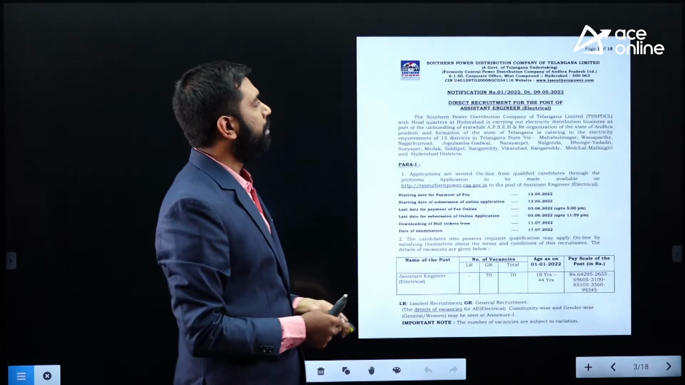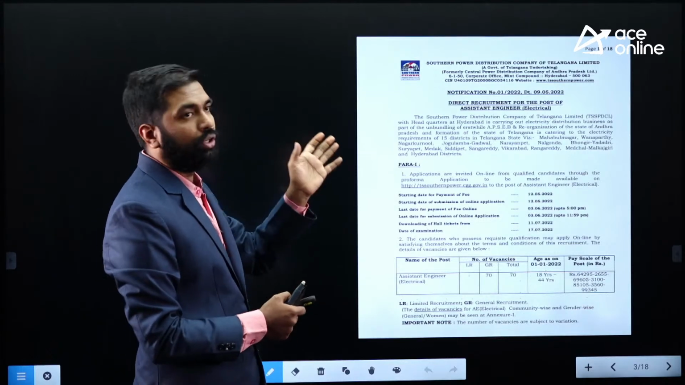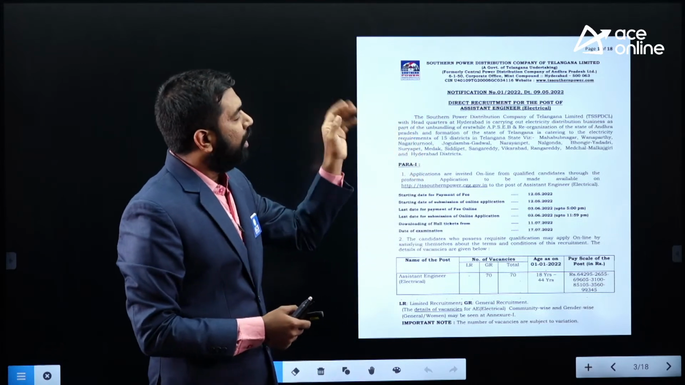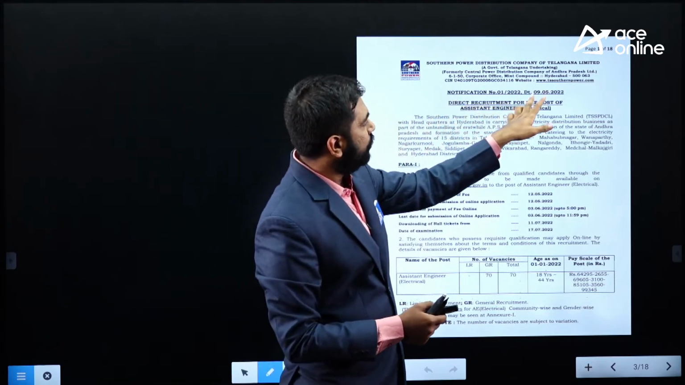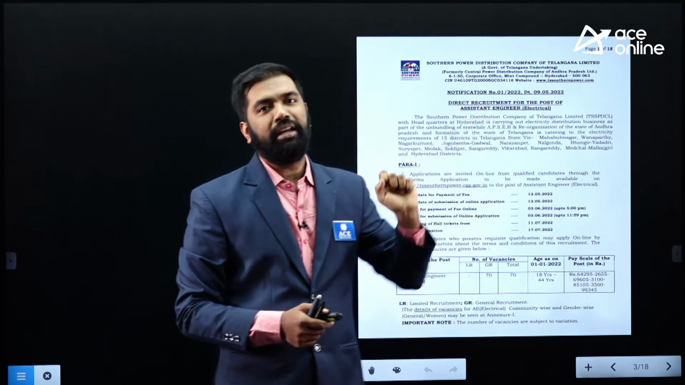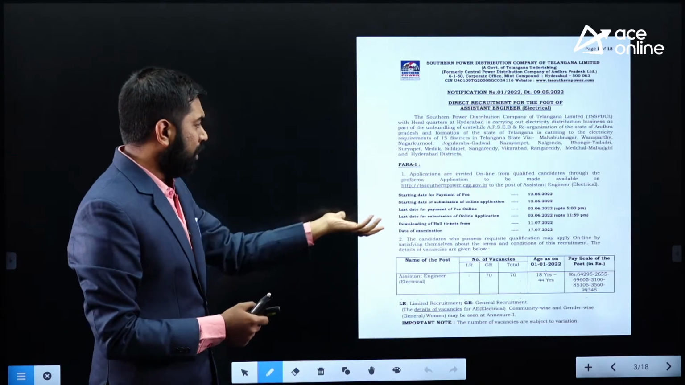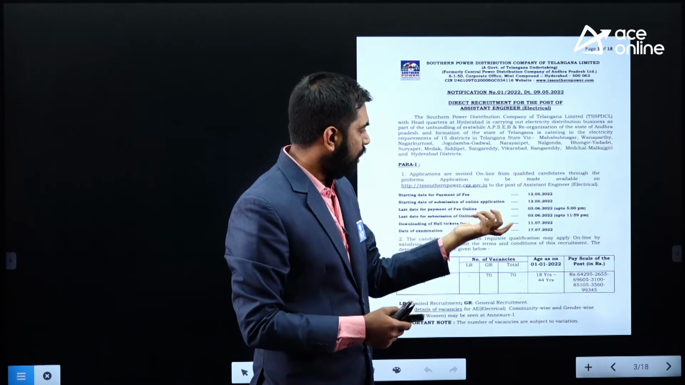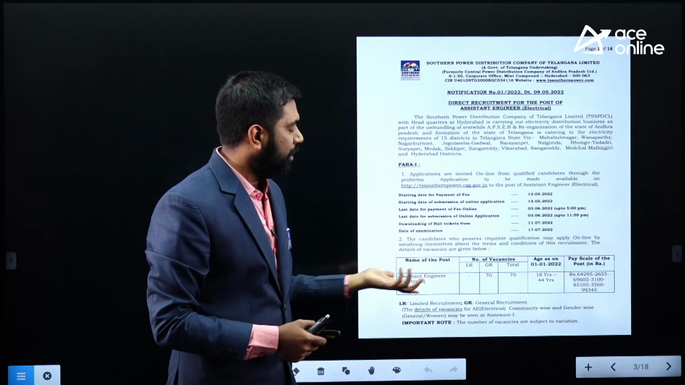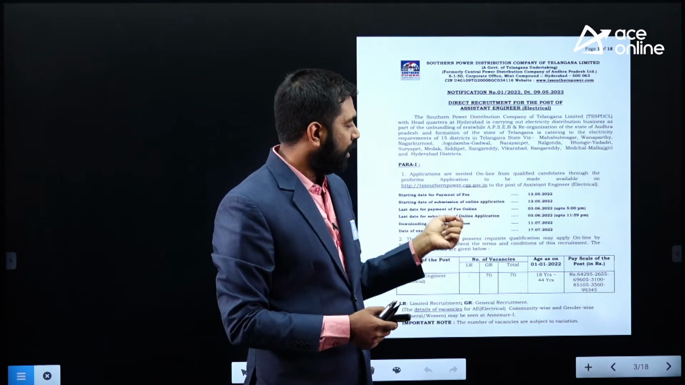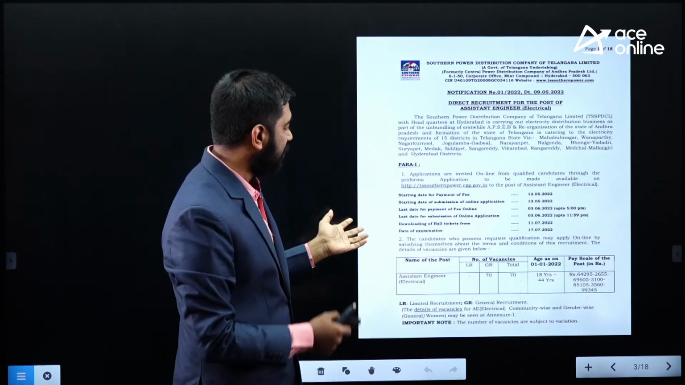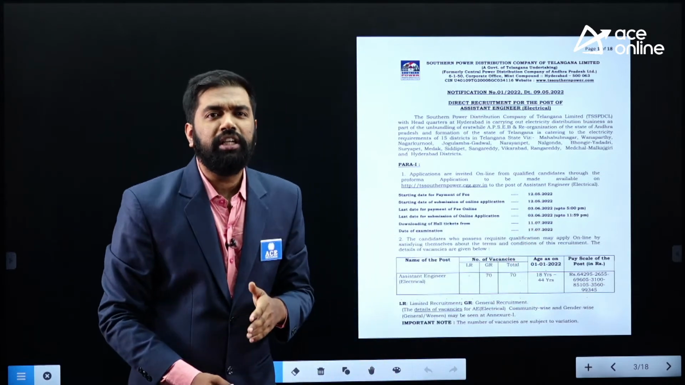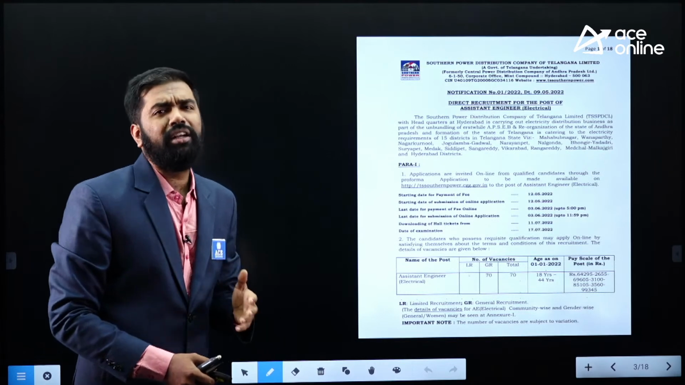Before I get into this discussion, I have an important message for you. Just a few days back, look at this notification from Southern Power Distribution Company of Telangana Limited. This notification is dated 09/05/2022. The application starts from 12th, that is 12/05/2022, and the last date for the payment is 03/06/2022. The SPDCL exam is held on 17/07/2022.